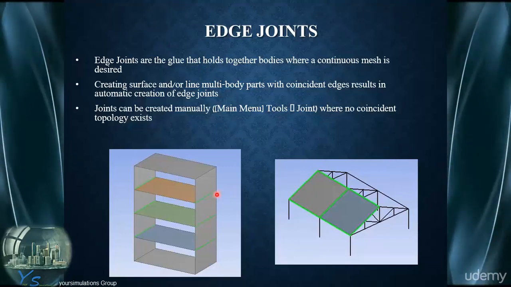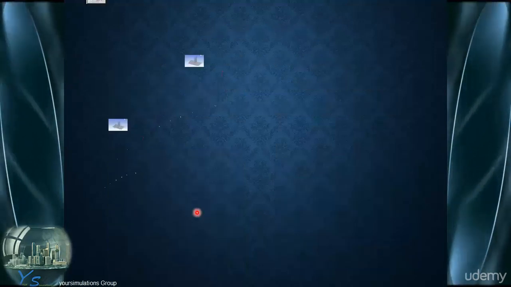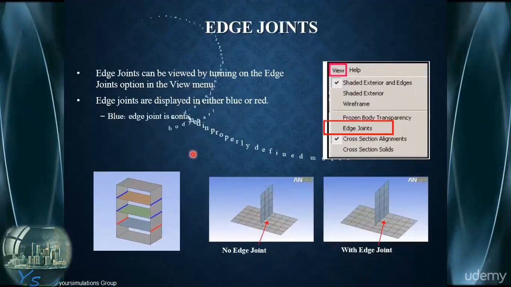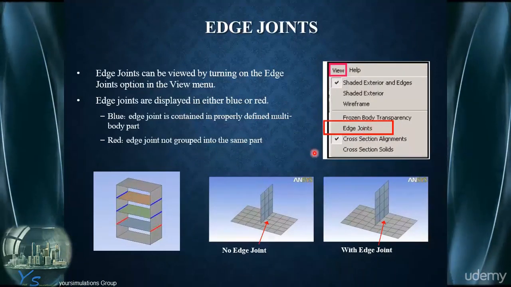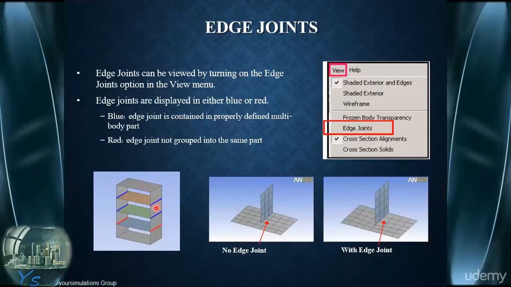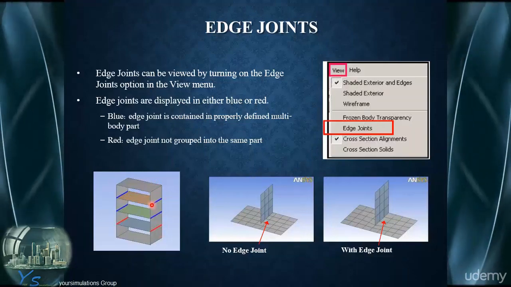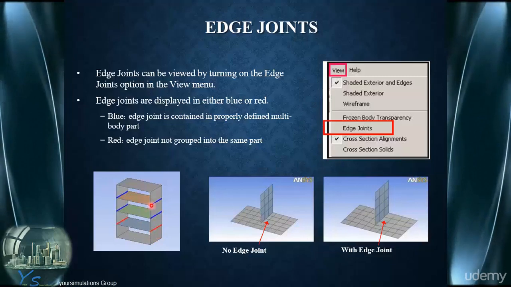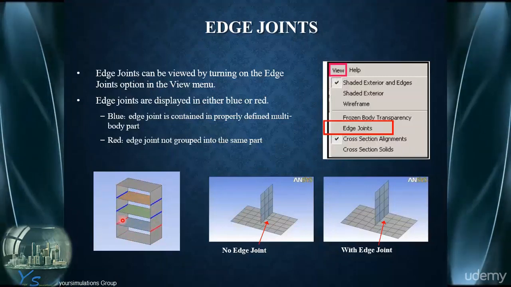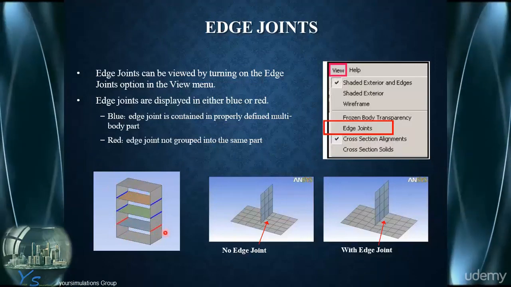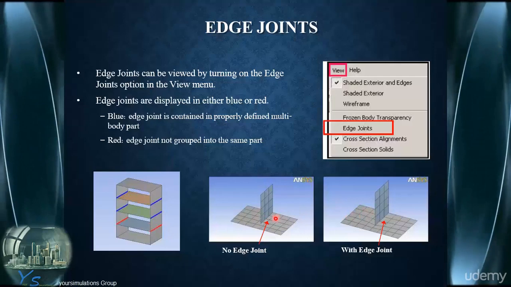And here we can see some examples of the joint tool. They can be viewed by turning on the Edge Joints option in the View menu. If we go to View and drop down to Edge Joint, the edge joints then become visible. Blue edge joint is contained in the properly defined multi-body part, whereas the red one shown at the base here are edge joints which are not grouped into the same part. We can also see here, in terms of the surface mesh, the effect of the joint.